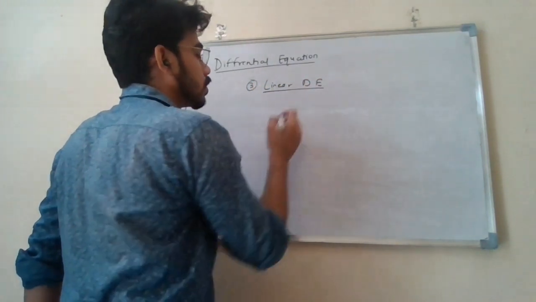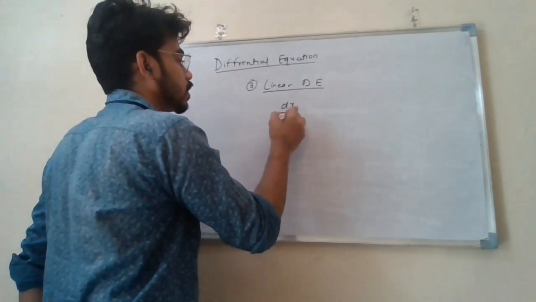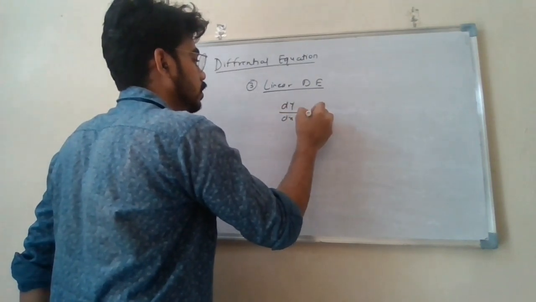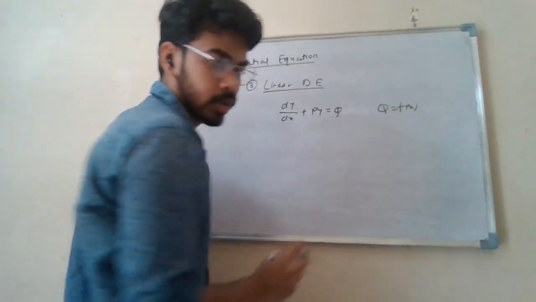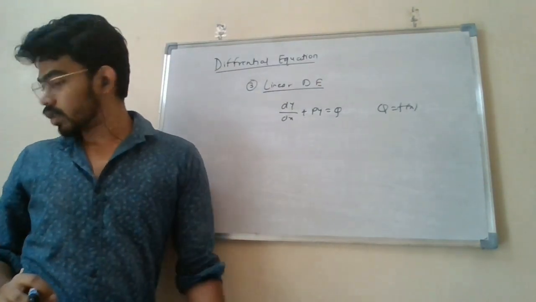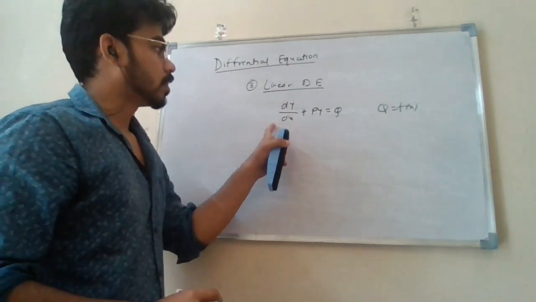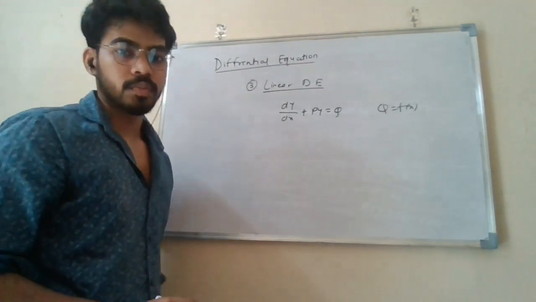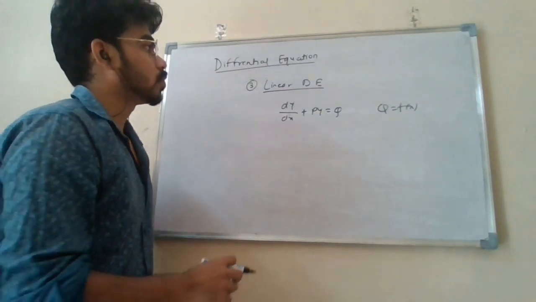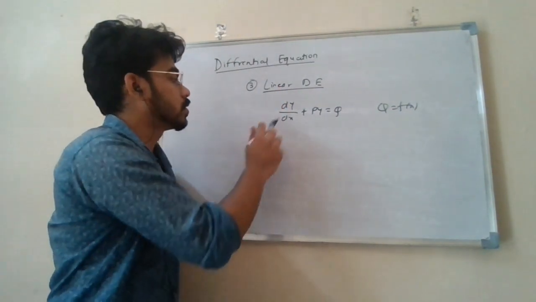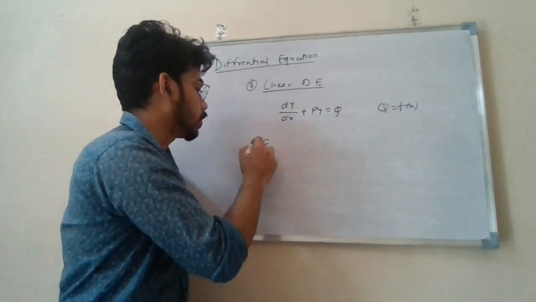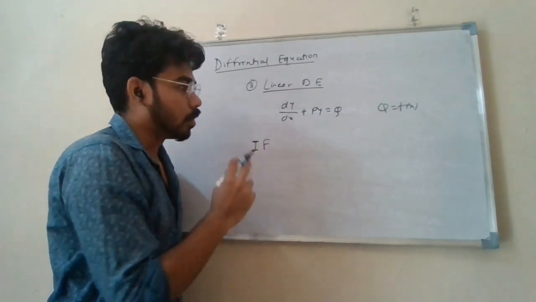How to solve the linear differential equation? The type is dy by dx plus py is equal to q, where q is a function of x. So if the differential equation is of the type dy by dx plus py is equal to q, then how to solve this differential equation? We will solve it with the help of the integrating factor. So what is the value of this integrating factor?